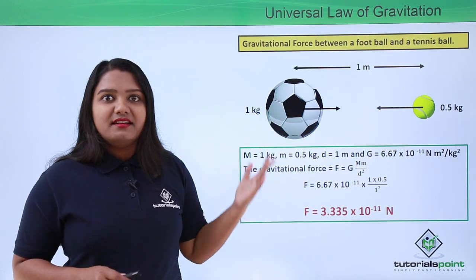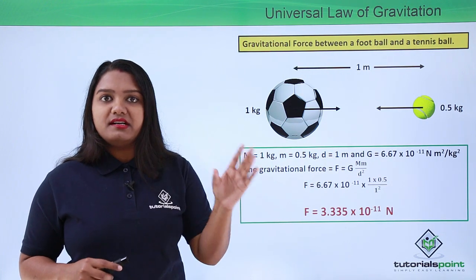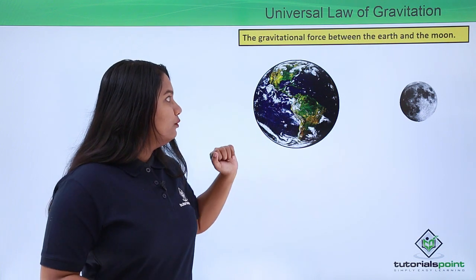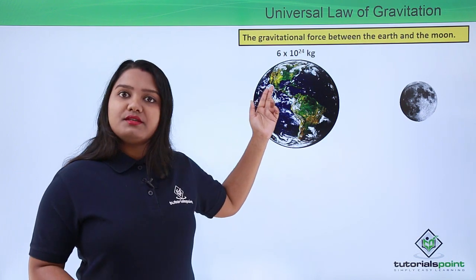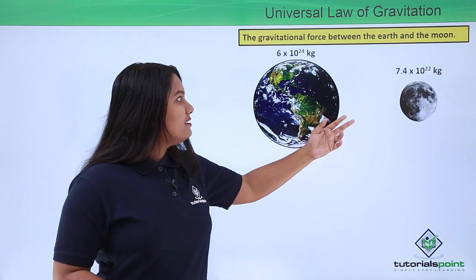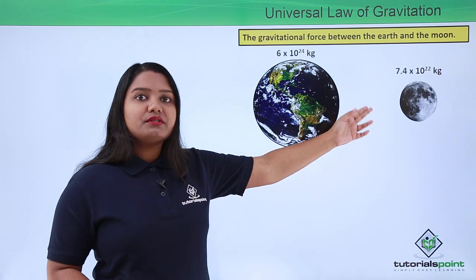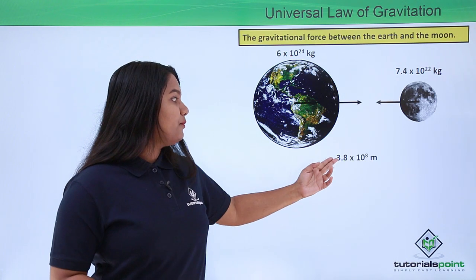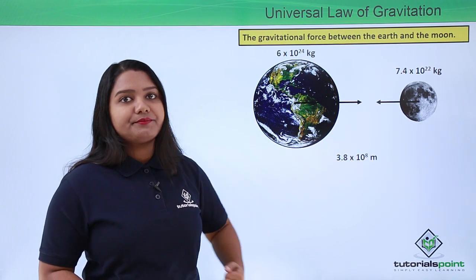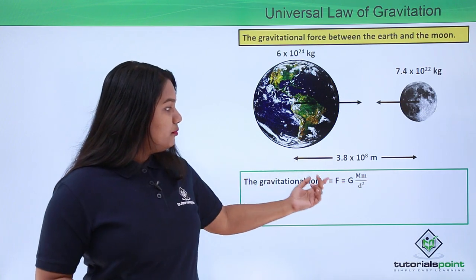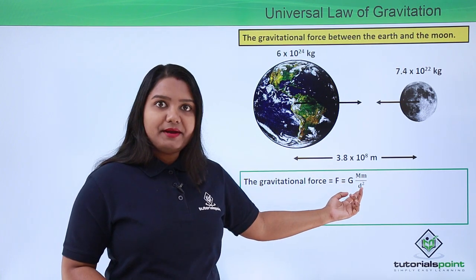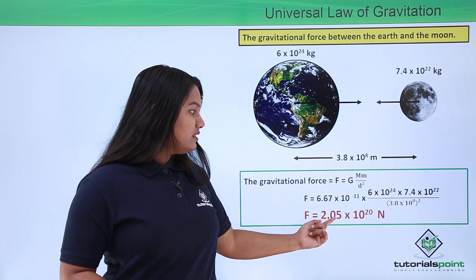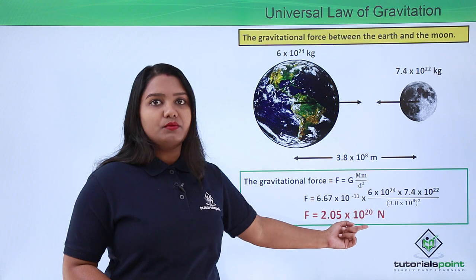On the other hand, let us calculate the force of attraction between the earth and the moon. Now suppose we have earth and the moon. The mass of the earth is 6 into 10 power 24 kg and the mass of the moon is 7.4 into 10 power 22 kg. And the distance between them on an average is 3.8 into 10 power 8 meter. Now we have the formula, that is F equals G m1 m2 by d square. On putting all the values, we have the force to be 2.05 into 10 power 20 Newton.